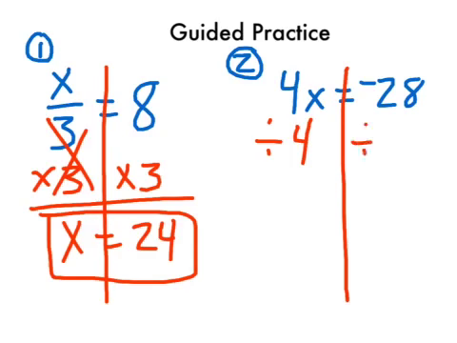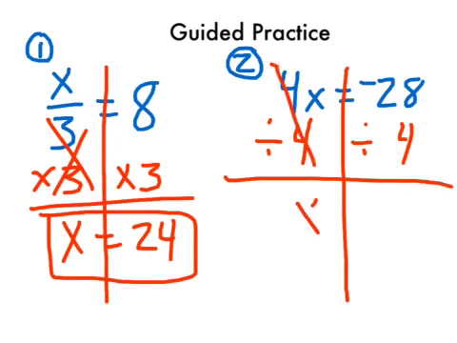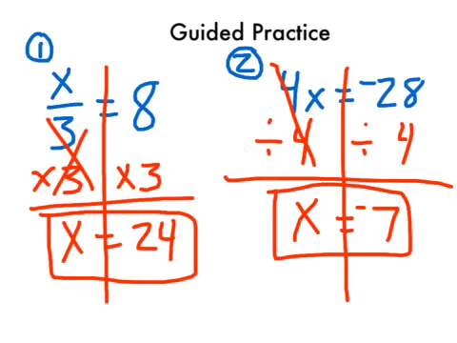Divide the other side by 4. That cancels those 4's out. We're left with x. 28 divided by 4. What times 4 is going to give you 28? That would be 7. Now, it's a negative divided by a positive, so your answer is actually going to be negative 7.